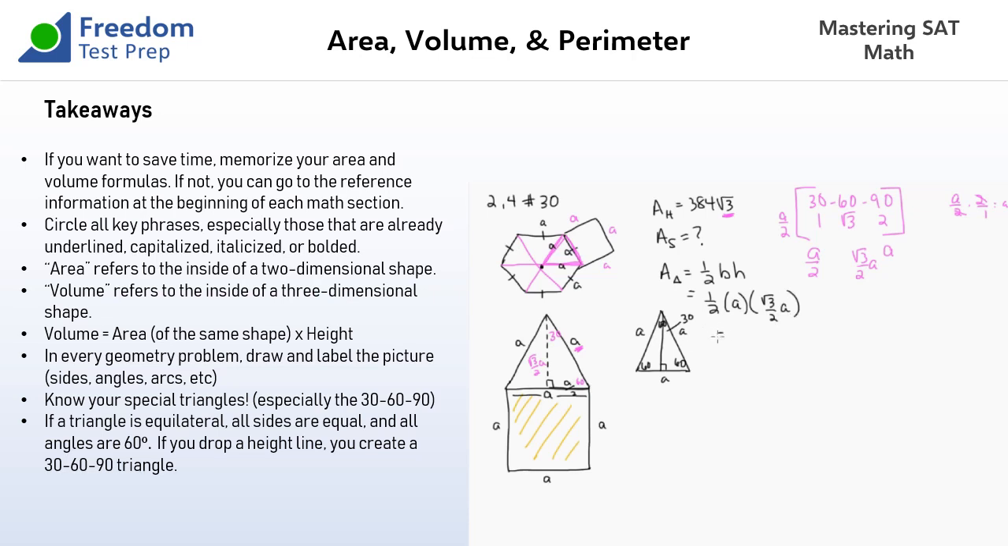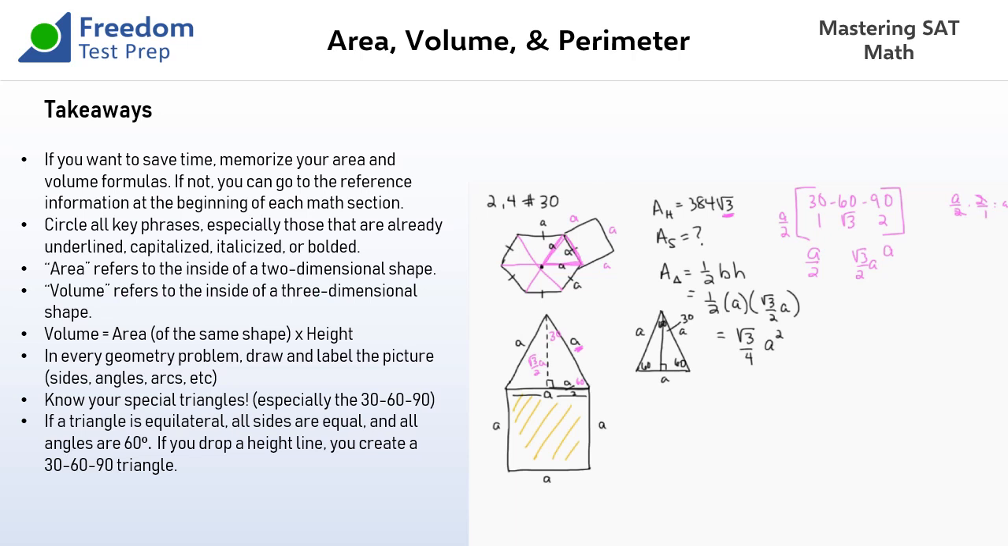Yowza. Okay, so we bring it down. We've got 1/2 times root 3 over 2 is root 3 over 4. And we can multiply those A's to get A squared. All right, so that's great. That's where we got there, but we still haven't gotten the A yet. We have to solve for A.